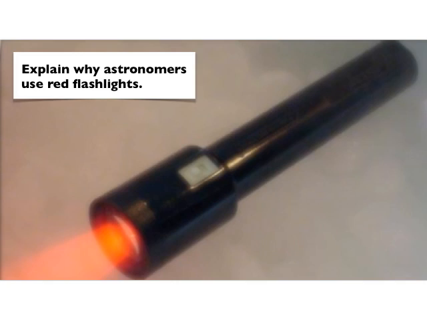So first question related to this idea, and this again is taking the concepts that we've been learning and applying them to the world. If you're doing astronomy and you want to preserve your night vision for looking at the sky, but you want to look at your charts or your instruments or whatever, astronomers use red flashlights. Why would they do that? Think about it. I'll be back.